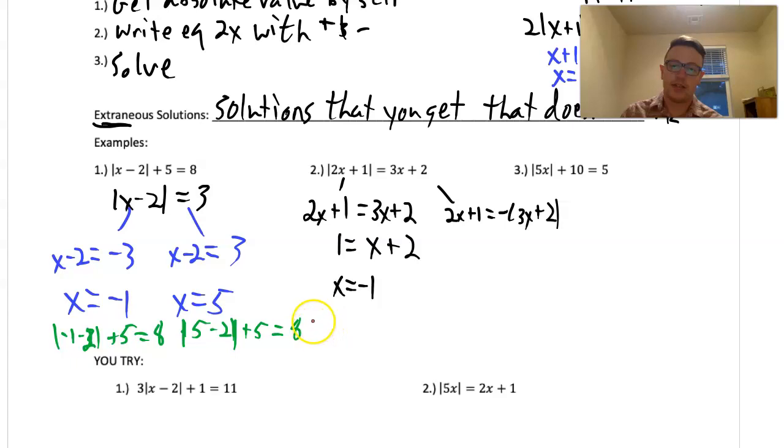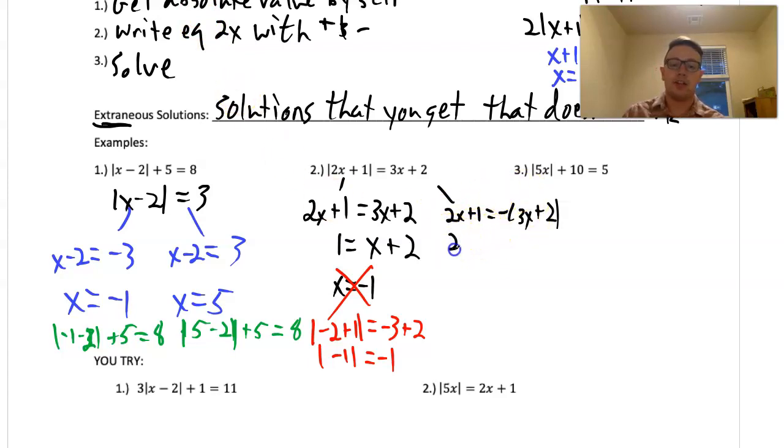So is the absolute value of negative 2 plus 1 equal to negative 3 plus 2? So we're looking at this, we're saying is negative 1, the absolute value of that, equal to negative 1? That's not true, right? So this is something that we came to, or saw was an answer, but it doesn't work. So this is an extraneous solution. It's technically not a solution. All right, let's look at this one.